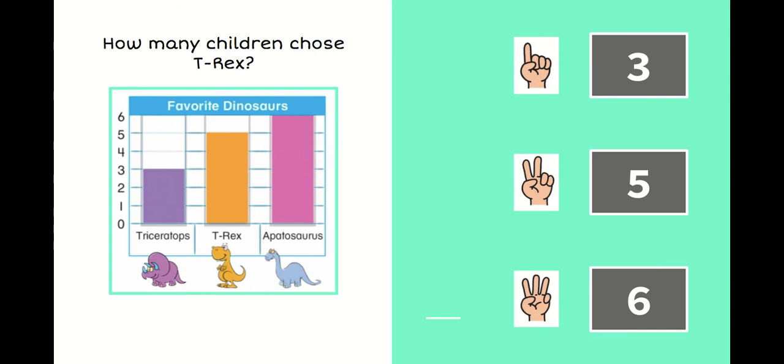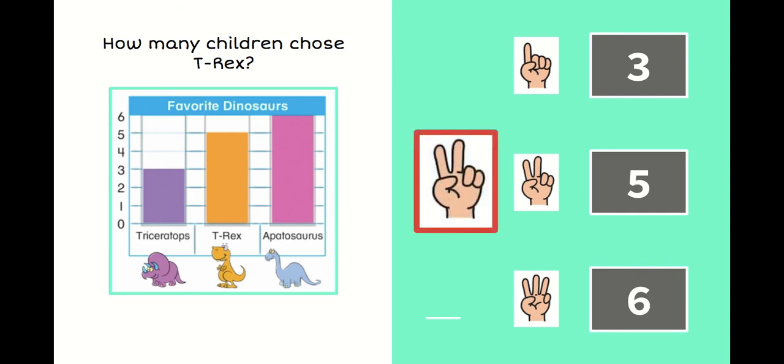That's okay. How many children chose the T-Rex? Quite a bit. They went up to the top of the bar. 5 people picked T-Rex. So that's the answer.